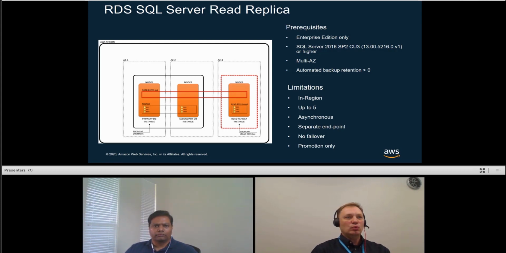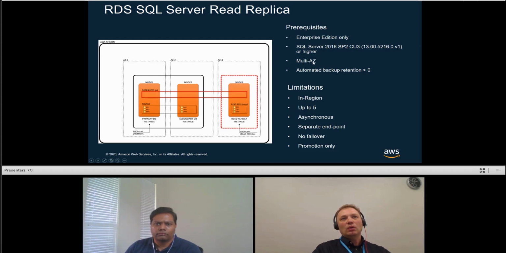So without going into much detail about how it is implemented, let's talk about some of the prerequisites and some of the limitations of read replicas. It is Enterprise Edition only. It is available only since 2016 Service Pack 2 and Cumulative Update 3, and it translates into the build number you see on my screen right now. You have to be at least at this build number or higher in order to deploy read replicas. If you're on older versions, this feature is not available to you.